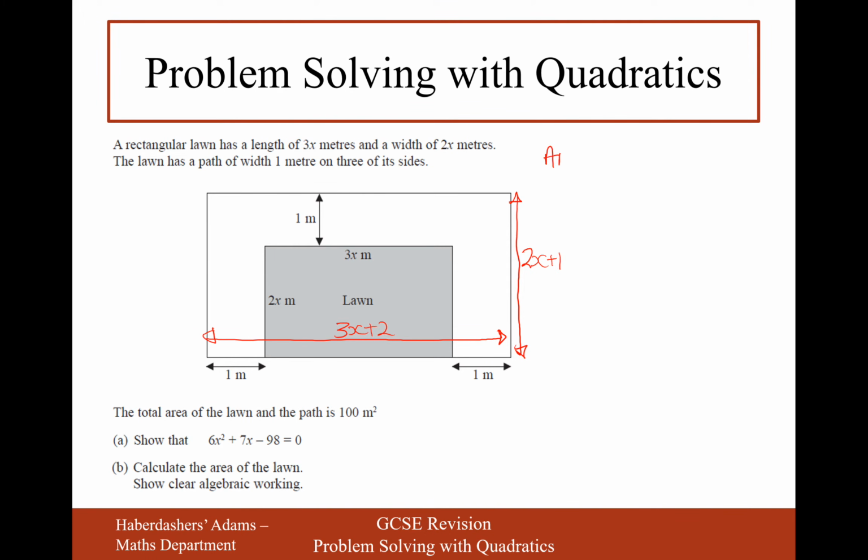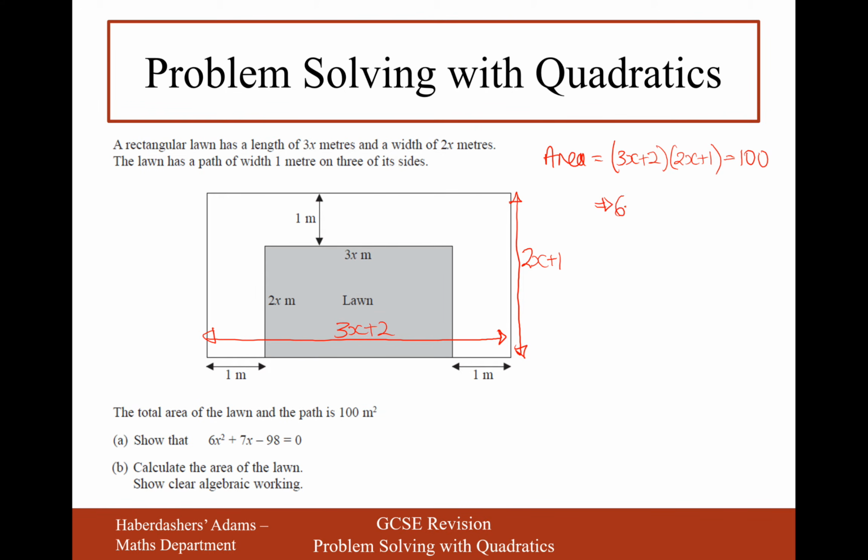So here, the area is going to be equal to (3x + 2)(2x + 1). Which is also equal to 100. We're told that it equals 100. The total area of the lawn and the path is 100 metres squared. So let's now expand the brackets.